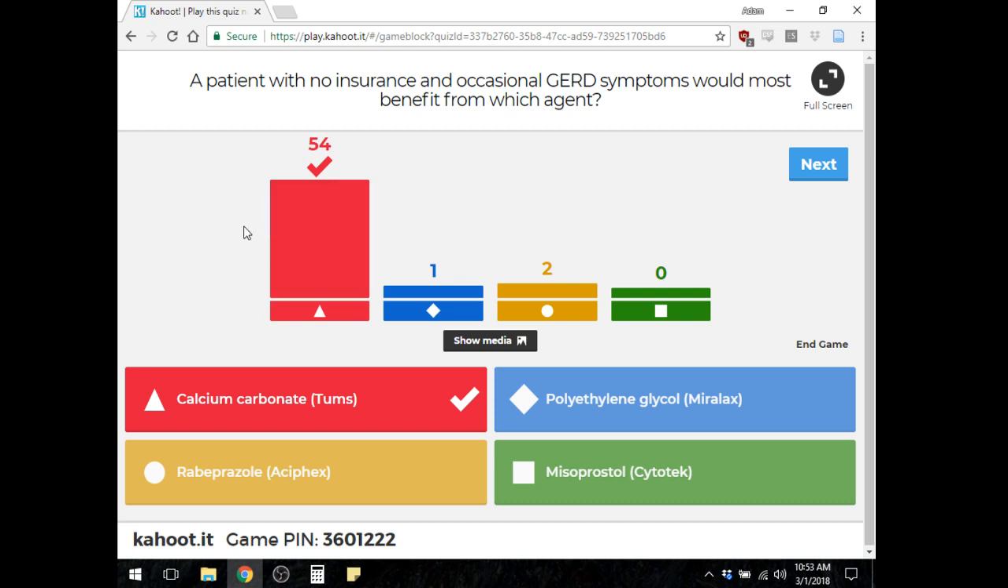All right, okay, so why calcium carbonate? Cheap, cheap, cheap, right? Why not polyethylene glycol? That's used for constipation. It's not going to help with GERD symptoms, if anything, right?